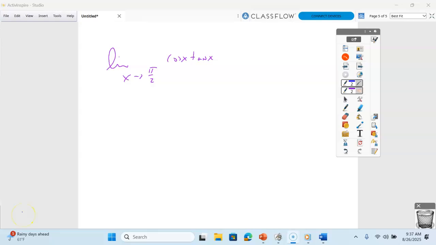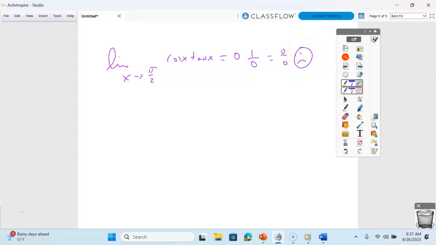Plug in the value you're approaching, right? Cosine of pi over 2 is what? 0. So that's 0. And then what is tan of pi over 2, Mr. Gary? It is undefined, which really means 1 over 0, as you are well aware, which implies 0 over 0 and a frowny face.